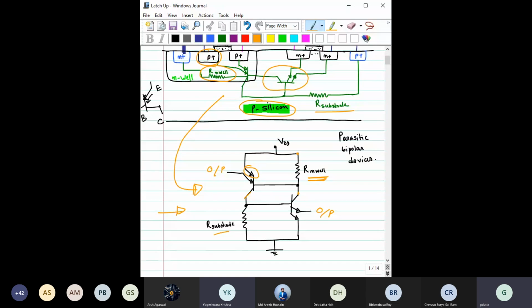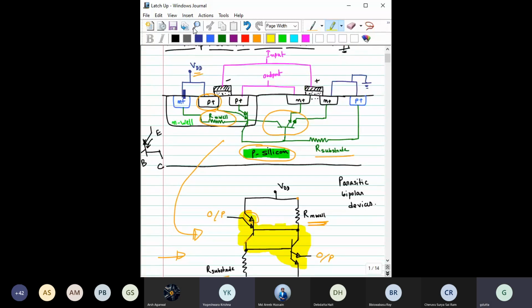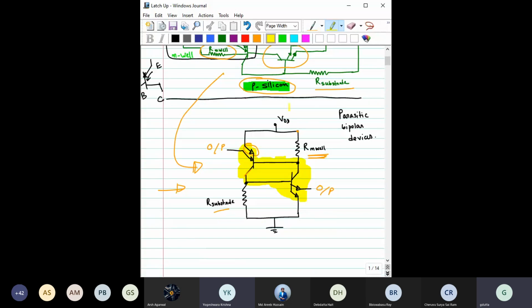Okay. Now let us focus only on this structure. Okay, the highlighted regions. Sir, where is the input connected? Inputs are always connected with the gate of the MOSFETs, right? These inputs are not connected with any of the parasitic BJTs, right?